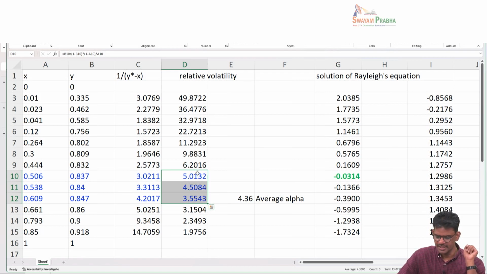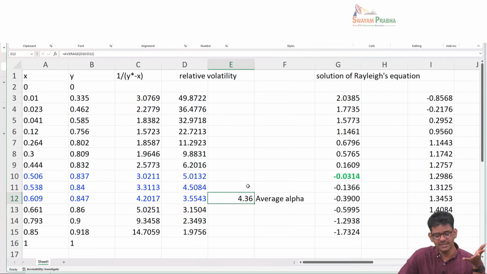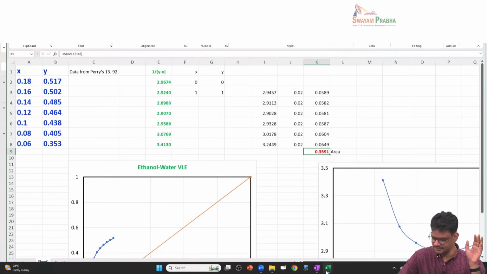So what I did, I took an average of alpha in this range of xw from 0.5 to 0.6, and I got a value something like 4.36. So in this problem, we have done this in a very comprehensive manner, doing numerical integration and everything. But suppose you know that the range is very small, and you can check if alpha is constant in this range, which is the case here, I am going to use an alpha of 4.36, and I am going to assume it is constant because the range is very narrow. Okay, so we'll go back here.